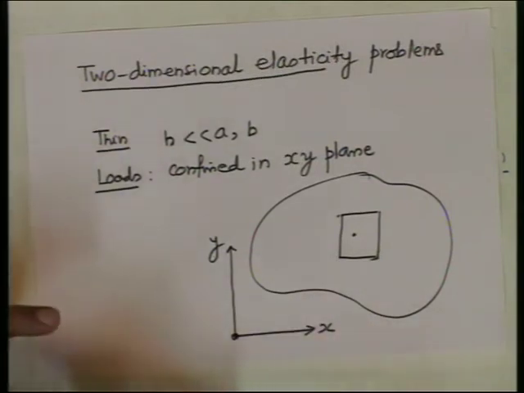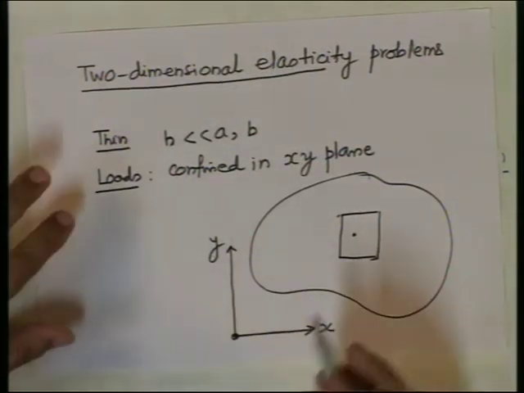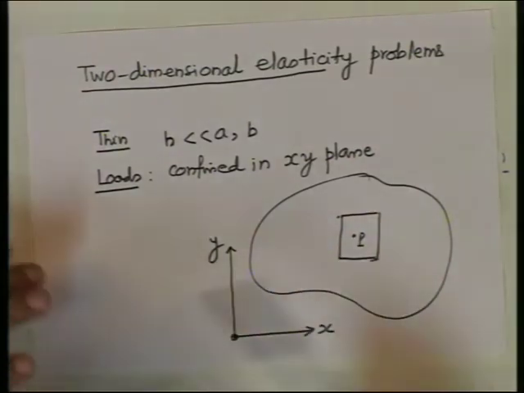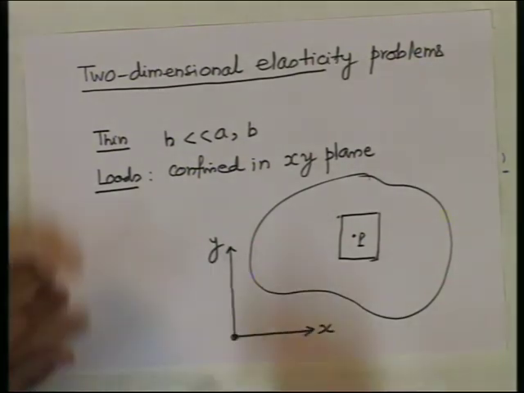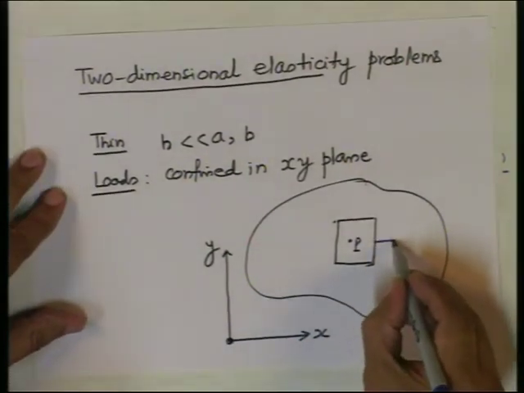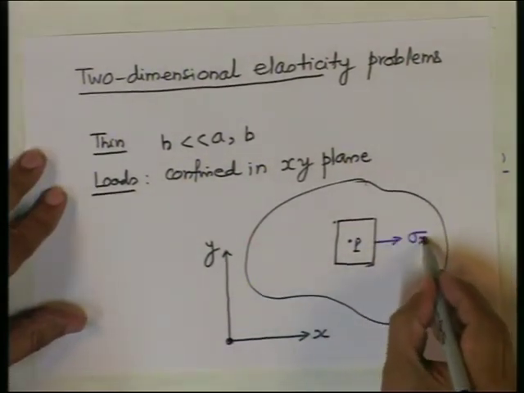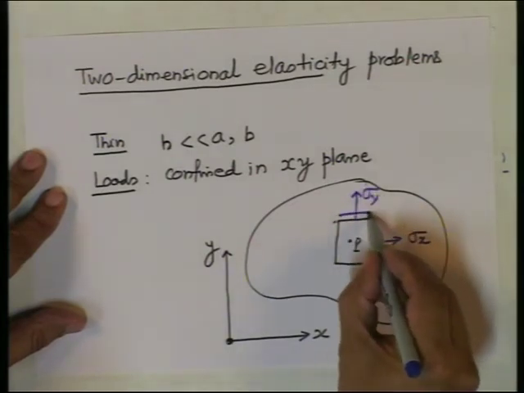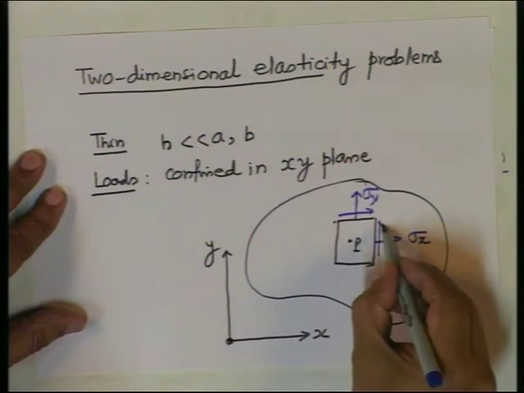So, for the state of stress that exists at any point P, you have to draw a small rectangle or a square around it, and then you can show that the state of stress will be all planar, and there will be sigma x, sigma y, tau xy.